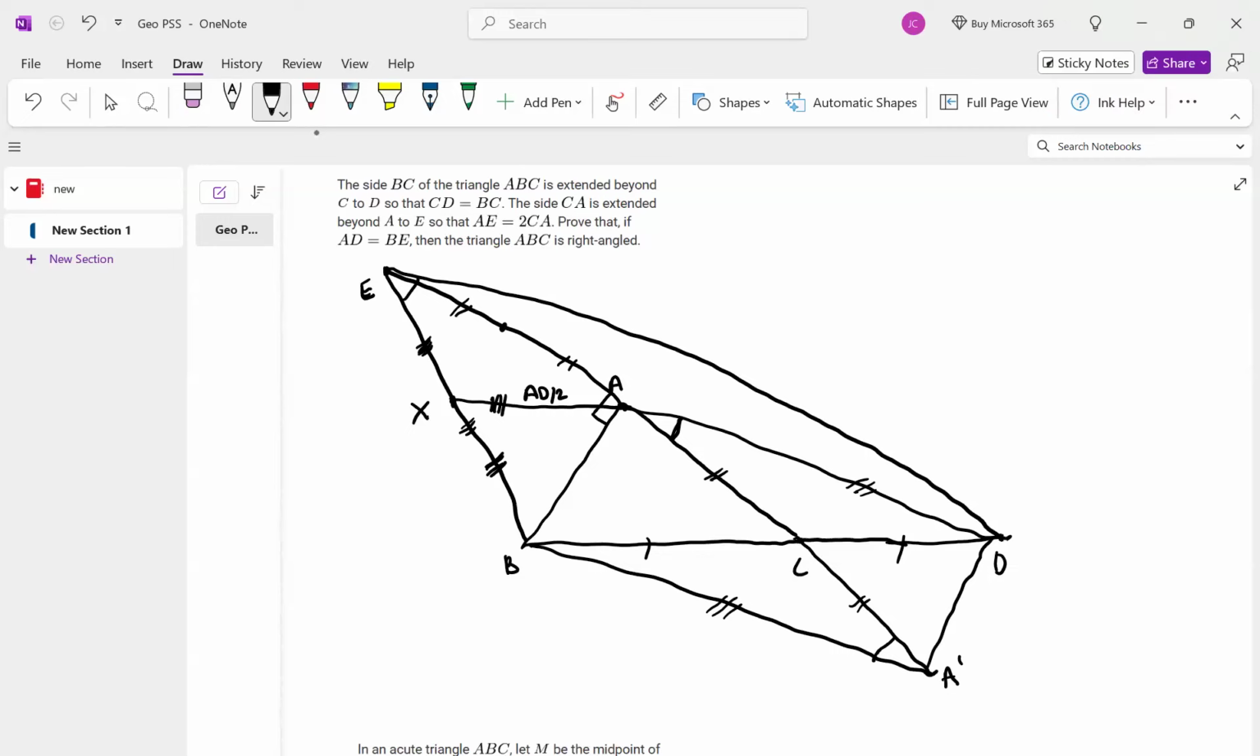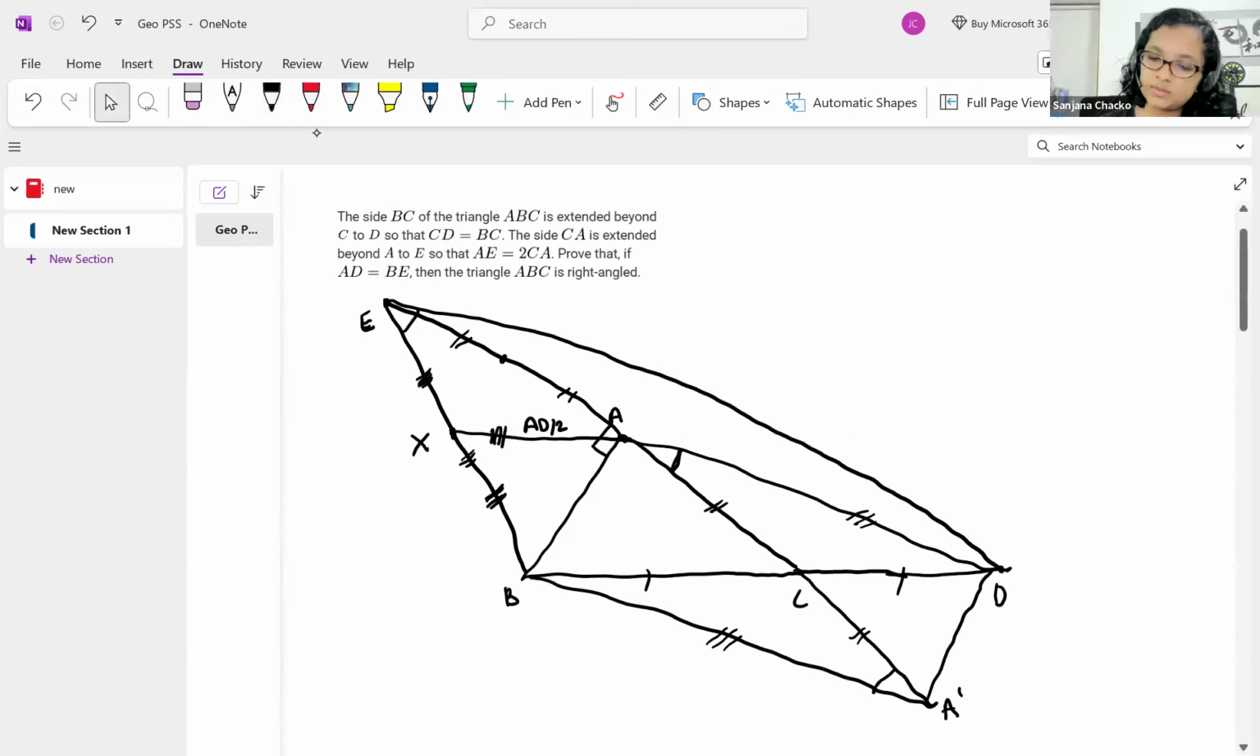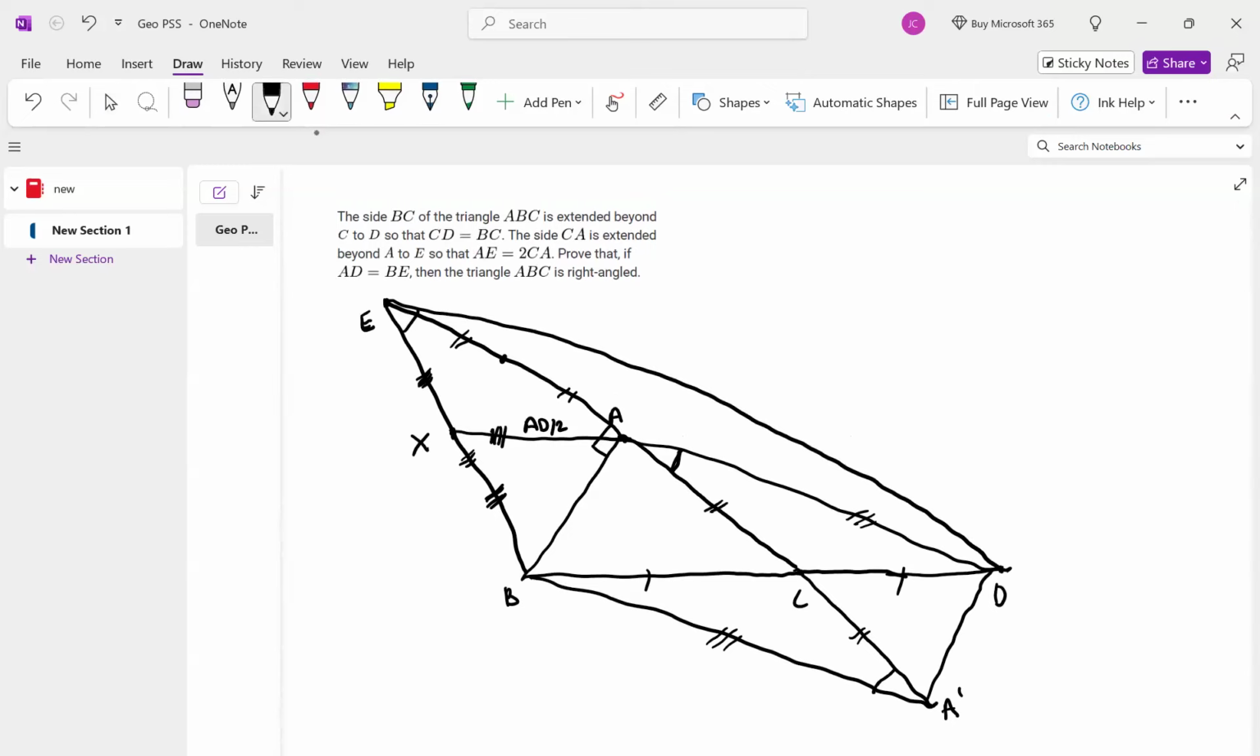So would my method work, like the reflection of A along C? I'm not sure. Because if we use it, I think I finished it also. It becomes A dash BE is an isosceles triangle, and A is the midpoint of A dash E. So we are done. Oh, okay, yes, that also works, correct.